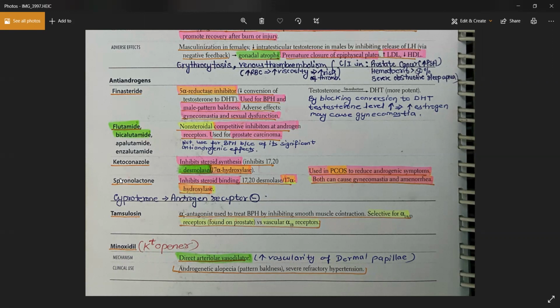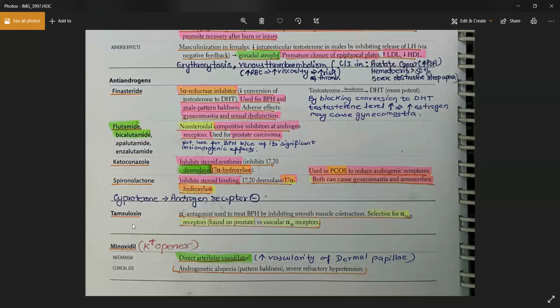They basically inhibit the synthesis by inhibiting 17-alpha hydroxylase. Remember, in endocrine we have discussed 17, 11, and 21 hydroxylase. So by inhibiting 17-alpha hydroxylase, I cannot have the conversion of cholesterol into the androgens, right? That's how they will prevent the formation.